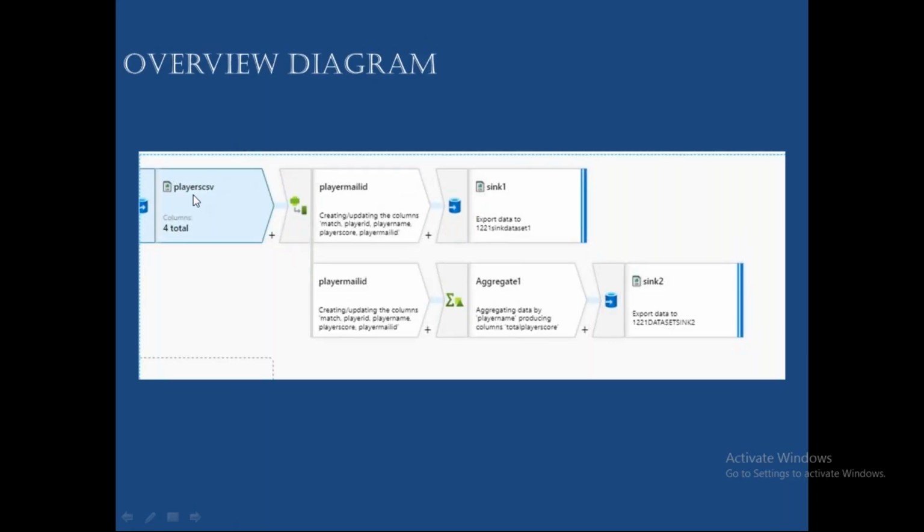See, I just included the activities. You see, it's a player CSV file, then player mail ID. I added the player mail ID. Then I have written to the sink. Then I have taken the same data here when you create the new branch, and I have done some kind of aggregations. On this aggregation output, I have written to my sink too. Okay, this is what I have done.